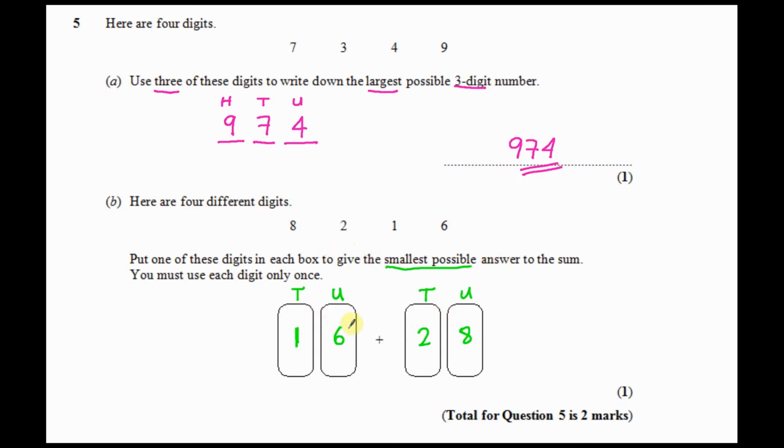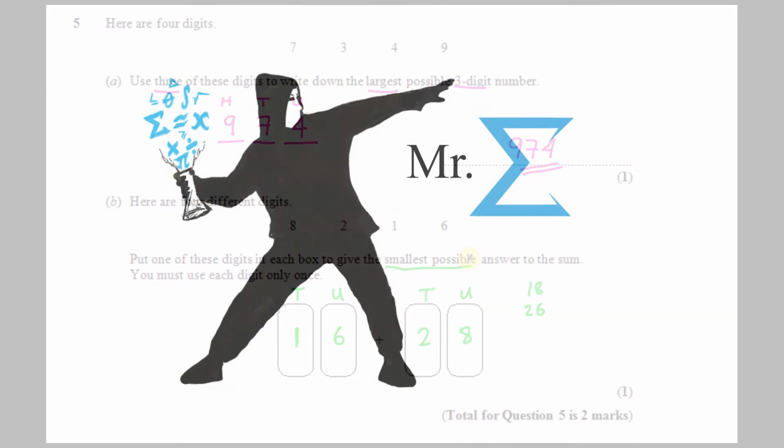And if you keep them in order of size going from smallest to largest, it doesn't matter which way round they're swapped round. So you could have, for example, the answer 18 and 26, which would make no difference to the answer. As long as you keep it so that the tens are the small digits and the units are the larger digits, you'll get the smallest possible answer to the sum.